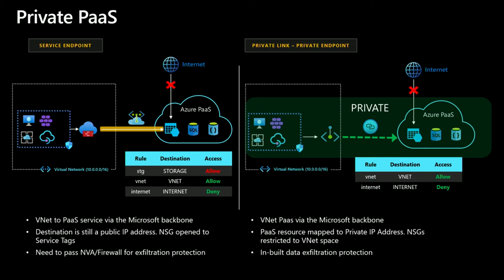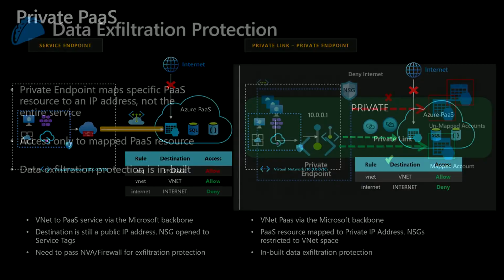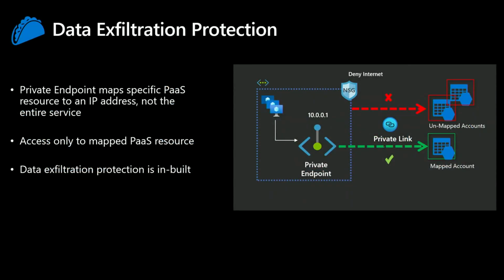You're wondering, is it for all storage accounts then? Is the entire Azure storage getting mapped into my VNet? Right? There are thousands and millions of storage accounts. No, right? So we have inbuilt data exfiltration protection. What we really do is we pick a very specific instance of the storage account, and that's the one that is mapped back to your VNet.